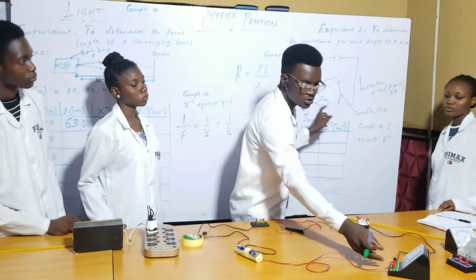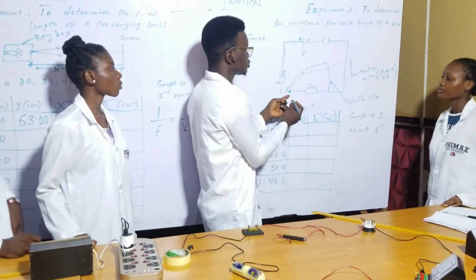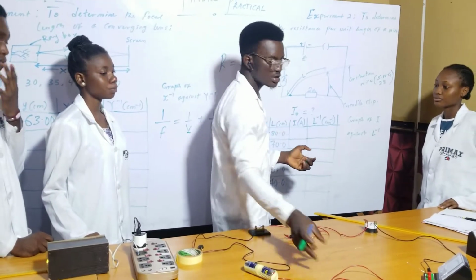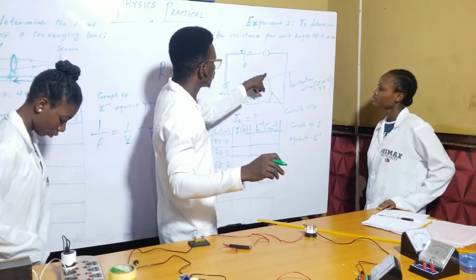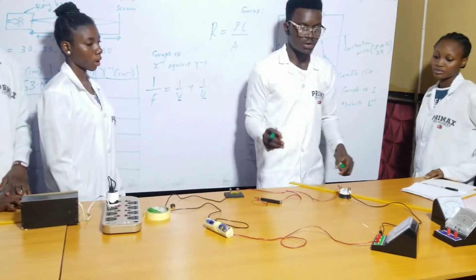But instead of that, I joined it to this clip here. But you can do any one of it. So I joined it to the ammeter at the negative end, just to have my readings. Then it goes on. So this is the Constantine wire. Can you see? We'll be varying the length of the Constantine wire. That's what we want to do right now.